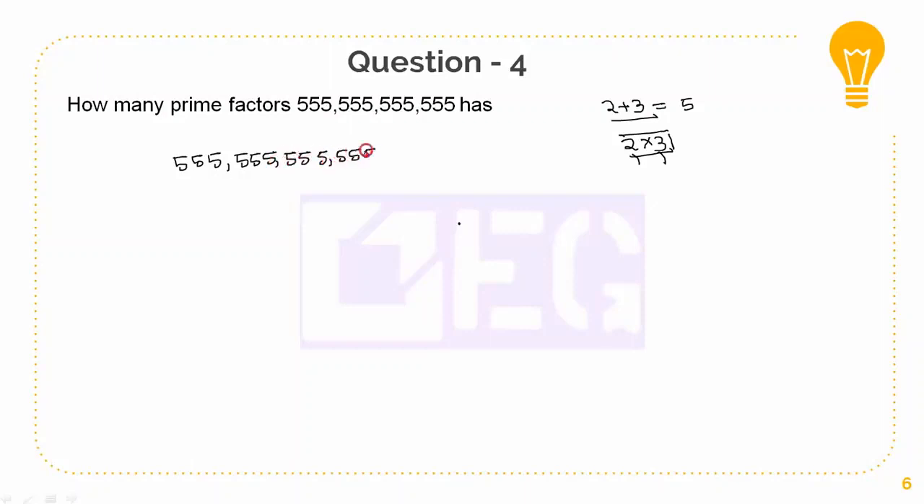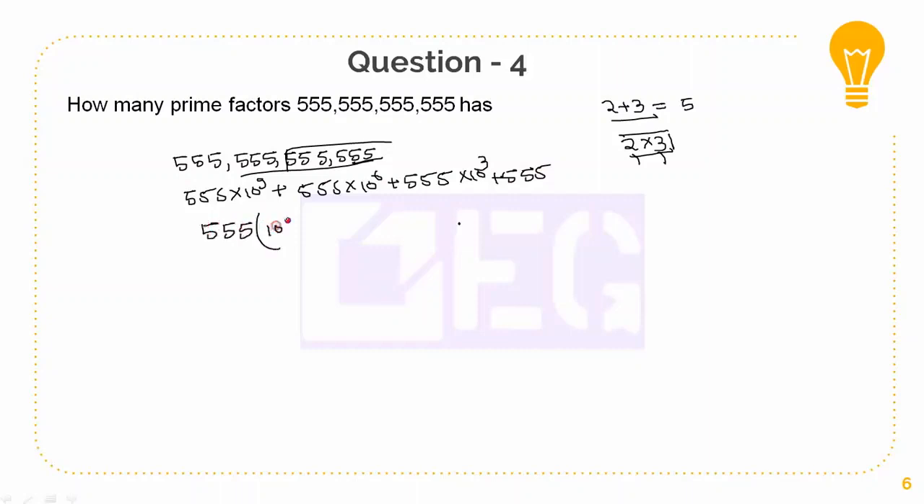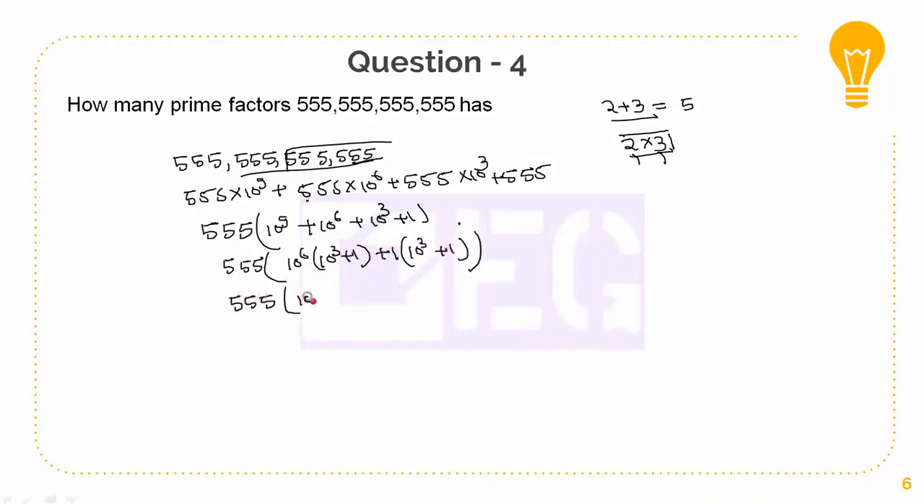Now we can write it as 555 into 10 to the power 9, plus 555 into 10 to the power 6, plus 555 into 10 cube, plus 555. Now you can take 555 as common. That will be 10 to the power 9 plus 10 to the power 6 plus 10 cube plus 1. You can take 10 to the power 6 as common, giving 10 to the power 3 plus 1 plus 1, times 10 to the power 3 plus 1. So this will be 555 into 10 to the power 6 plus 1 into 10 to the power 3 plus 1.